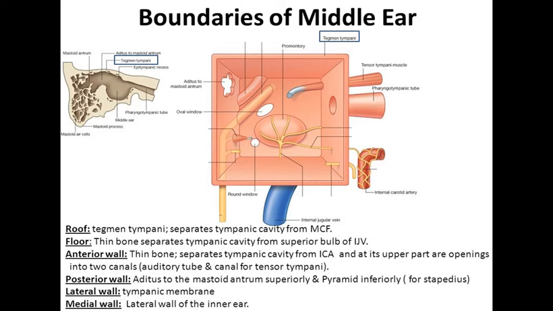The posterior wall shows the aditus to the mastoid antrum superiorly. Aditus means entry. Mastoid antrum superiorly and pyramid inferiorly. This is the pyramid. And what is this pyramidal opening for? For the stapedius muscle.